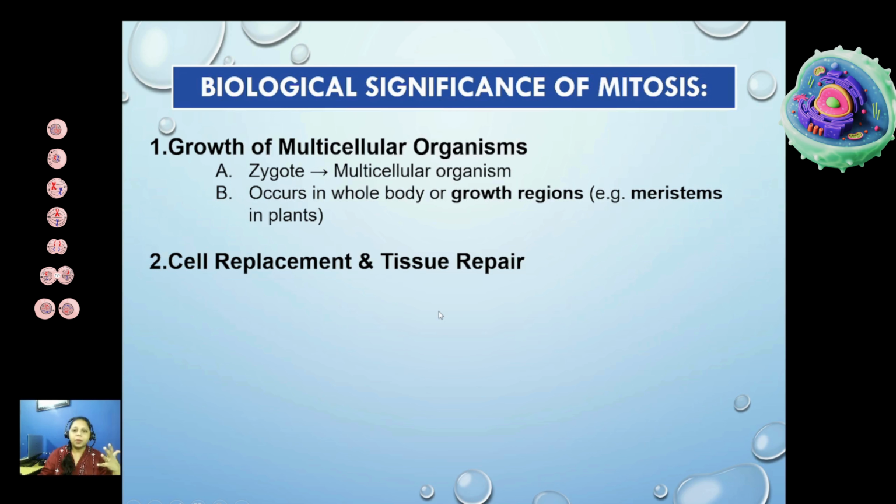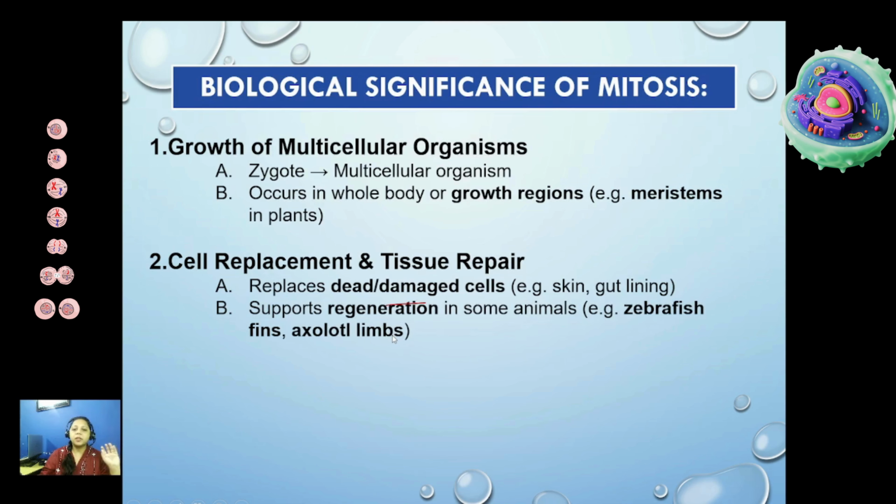Then there is cell replacement or tissue repair. If you have any kind of wound, the cells are replaced or healed by mitosis. It replaces dead or damaged cells of the skin or the gut lining, and it enables regeneration in some organisms, for example zebrafish fins or axolotls. You might have heard of starfish regeneration: if you cut one of the arms, it starts to grow back, and that is all because of mitosis.